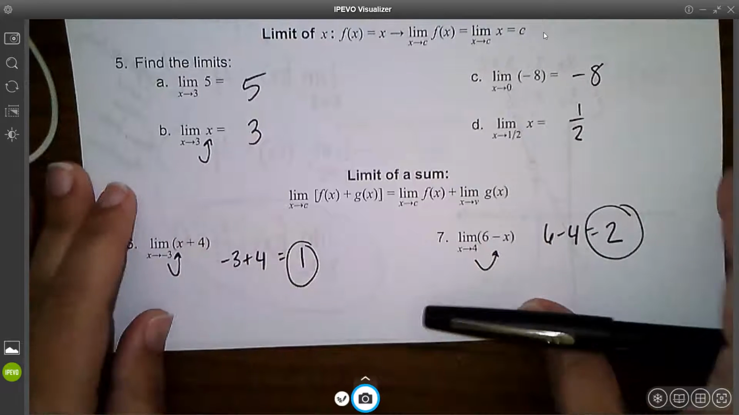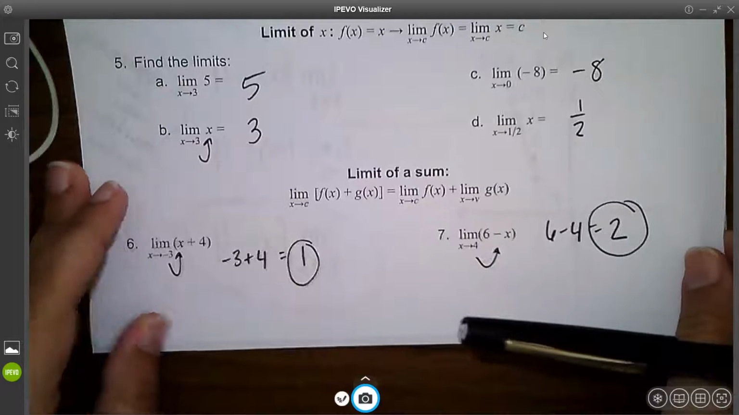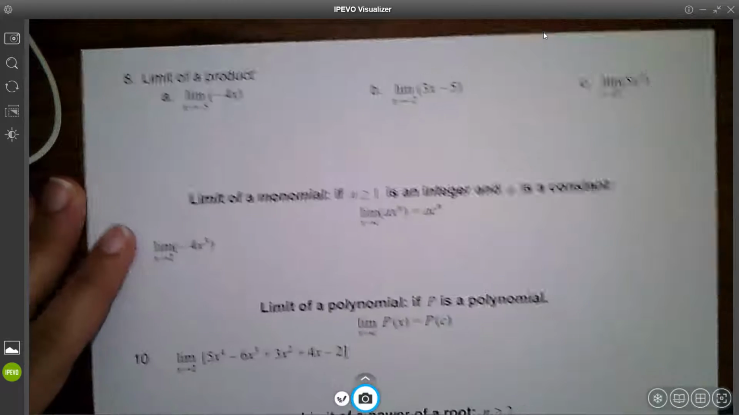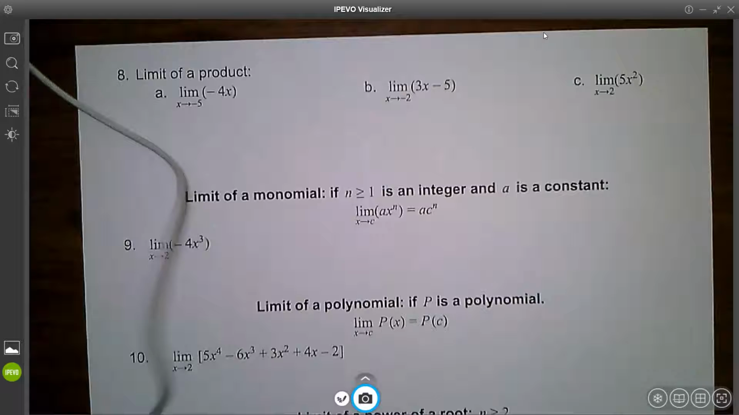Almost done. What's going to be on our test on this? Remind me in a second and I'll tell you.